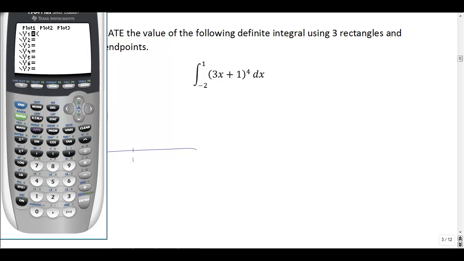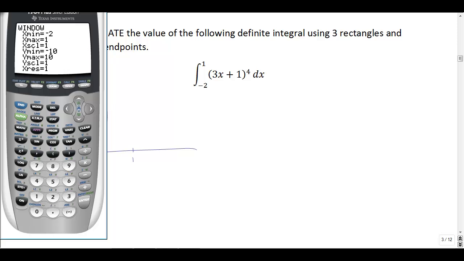Now we could graph this to get a sense of what's going on here. Don't really need to do this. (3x plus 1) to the 4th. Let's graph, and I get kind of a mess. So I'm going to change my window. How about -2 to 1 for the x? And I'll graph. Let's see if that looks a little nicer. You get somewhat of a sense of what's going on. We're getting much bigger numbers here.